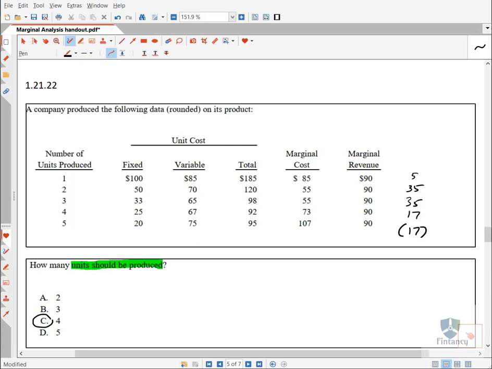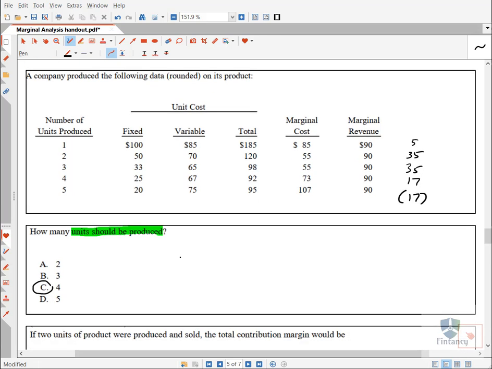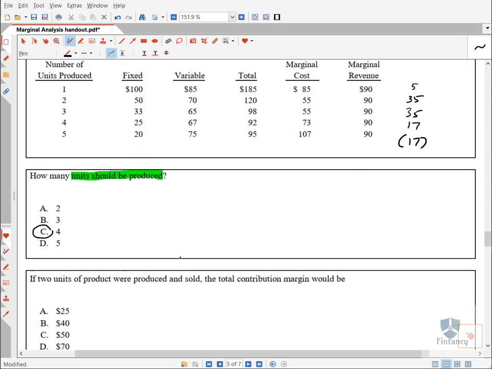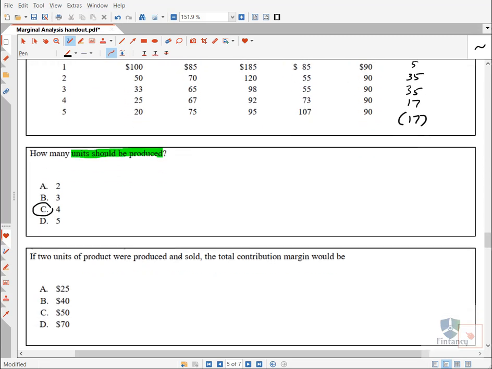Please write yes in the chat box so we can move ahead. There is one more requirement relating to the same scenario. Thank you so much everyone for writing yes.